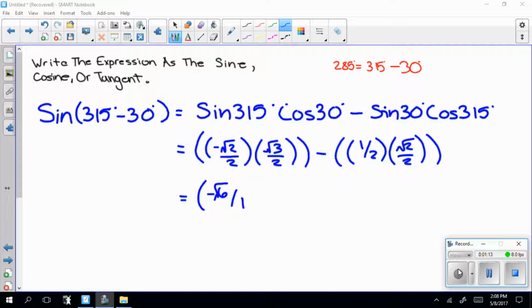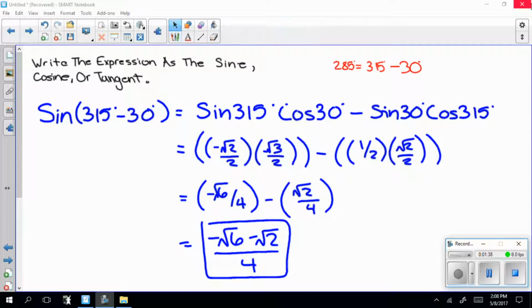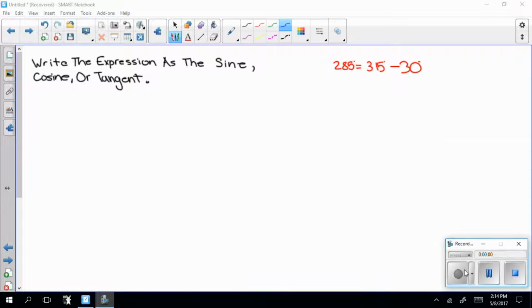Negative square root of 2 over 2 multiplied by the square root of 3 over 2 equals negative square root of 6 over 4. 1/2 multiplied by the square root of 2 over 2 equals the square root of 2 over 4. And those subtracted by each other is equal to negative square root of 6 minus square root of 2, divided by 4.